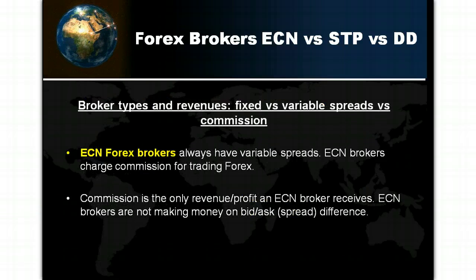Okay, brokers and revenues: fixed versus variable spreads and versus commission. ECN forex brokers always have variable spreads. ECN brokers charge a commission for trading forex. The commission is the only revenue or profit an ECN broker receives. So ECN brokers are not making money on the bid-ask spread difference, as you see with dealing desks or market makers.